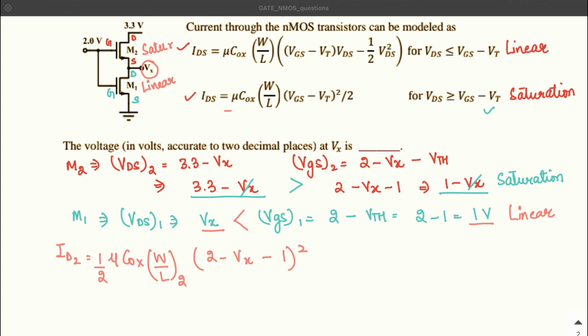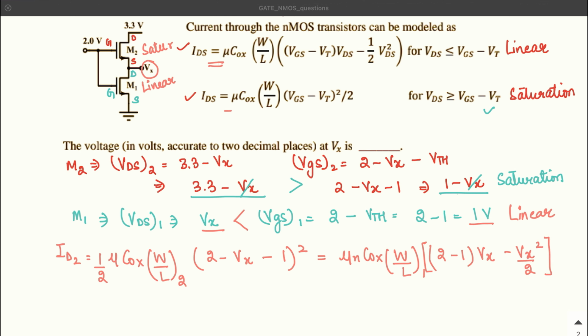This becomes equal to ID1, and for ID1 you will use this condition because that is in the linear mode. So mu n Cox W by L1, and we'll write VGS for this as 2 minus 1, into VDS, which is Vx, minus Vx square by 2.